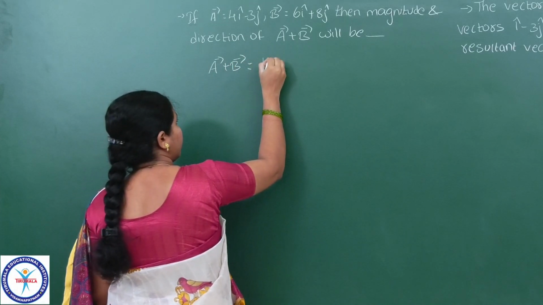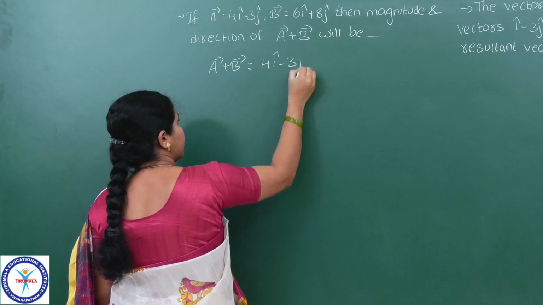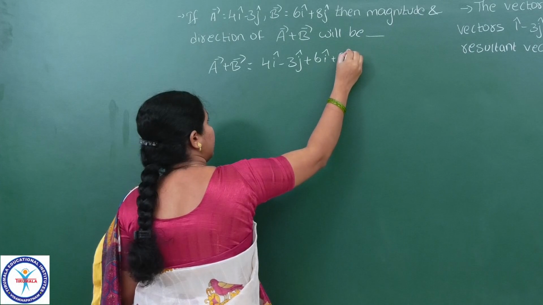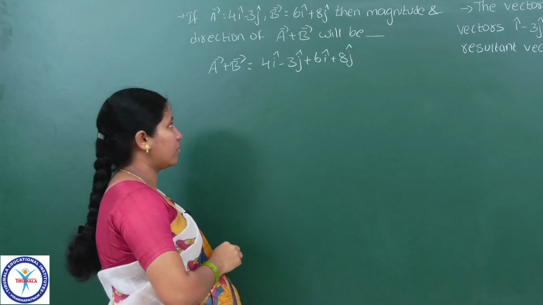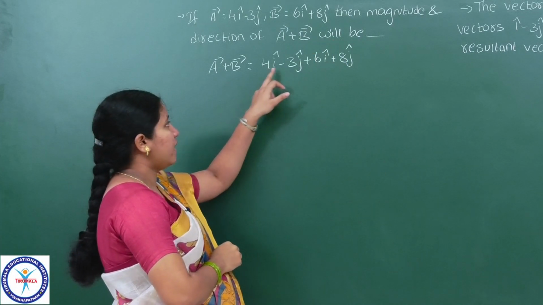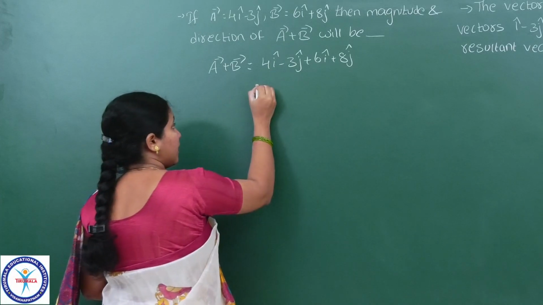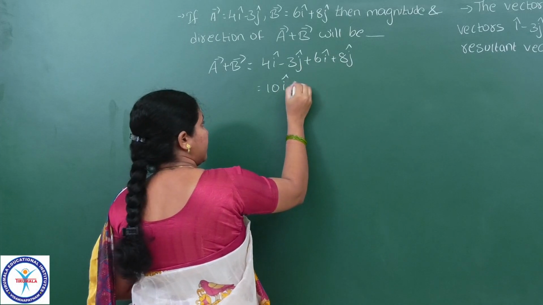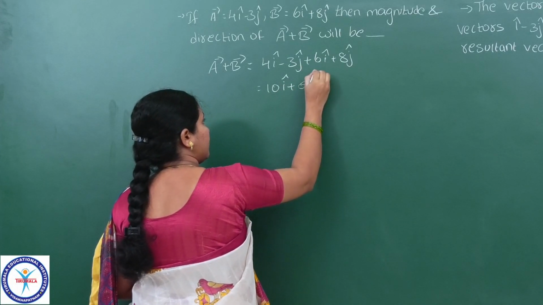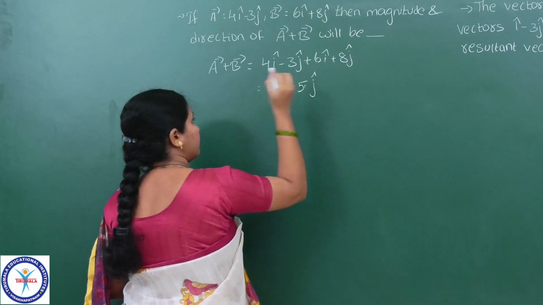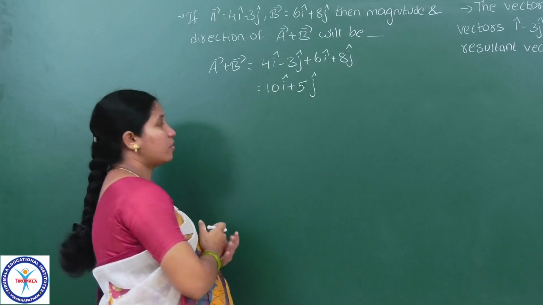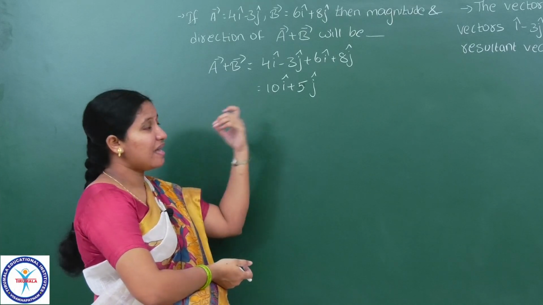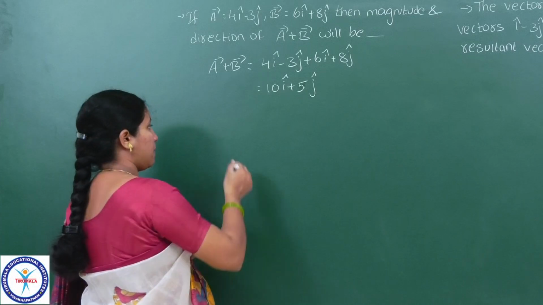The first vector given is 4i cap minus 3j cap, plus 6i cap plus 8j cap, which is the second vector. Now 4i plus 6i gives us 10i cap, and minus 3j plus 8j gives us 5j cap. So A bar plus B bar is 10i cap plus 5j cap. We are asked to find the magnitude of A bar plus B bar.